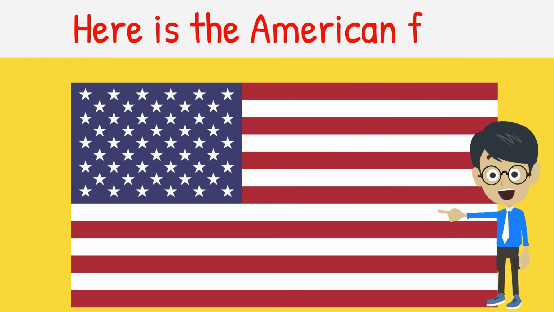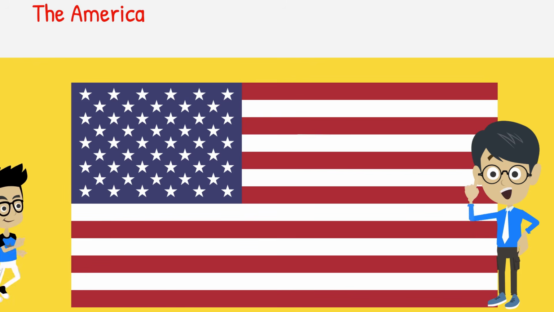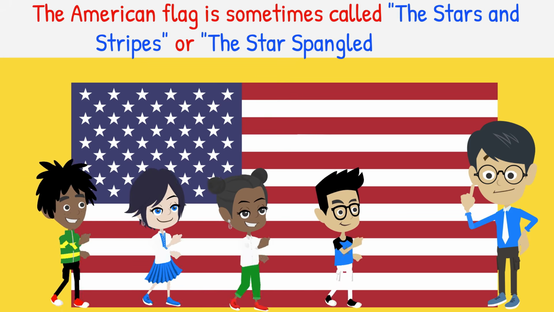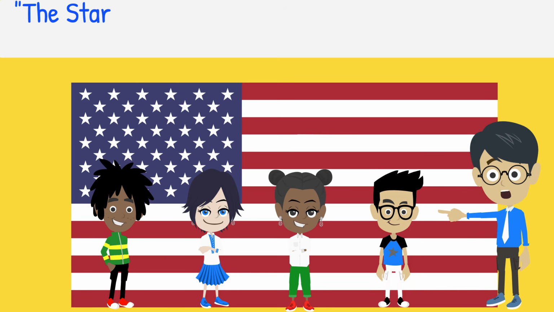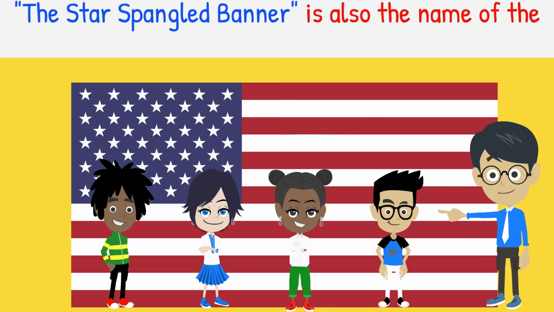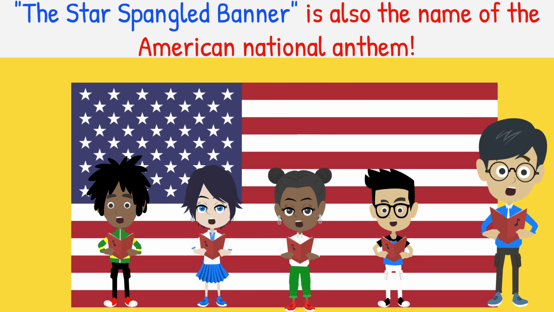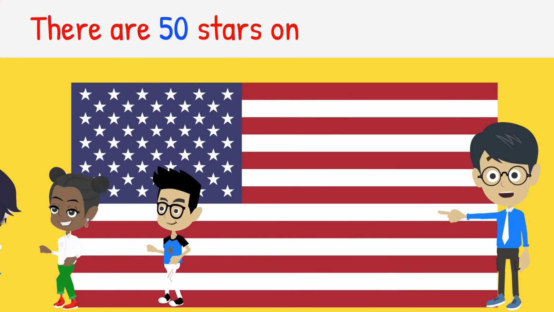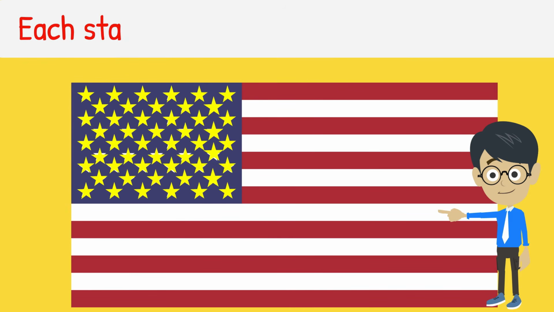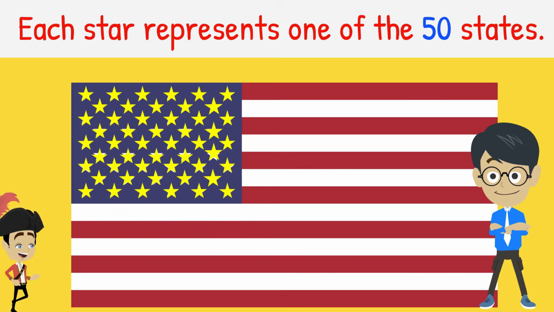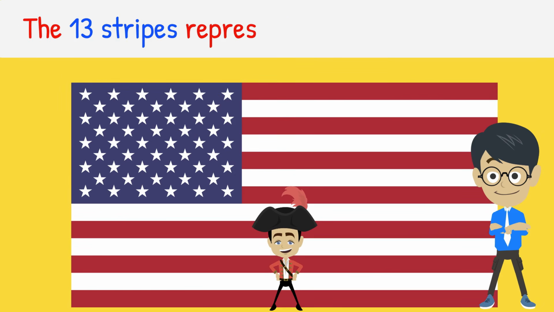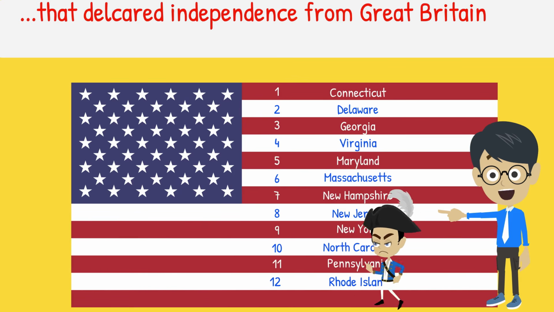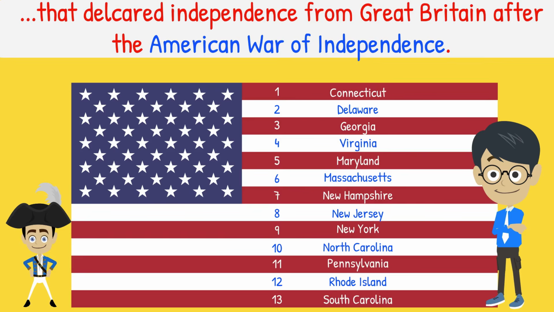Here is the American flag. The American flag is sometimes called the Stars and Stripes or the Star-Spangled Banner. The Star-Spangled Banner is also the name of the American national anthem. There are 50 stars on the American flag. Each star represents one of the 50 states. The 13 stripes represent the first 13 colonies that declared independence from Great Britain after the American War of Independence.